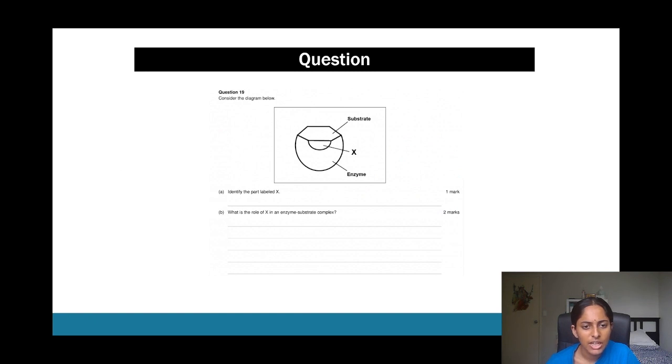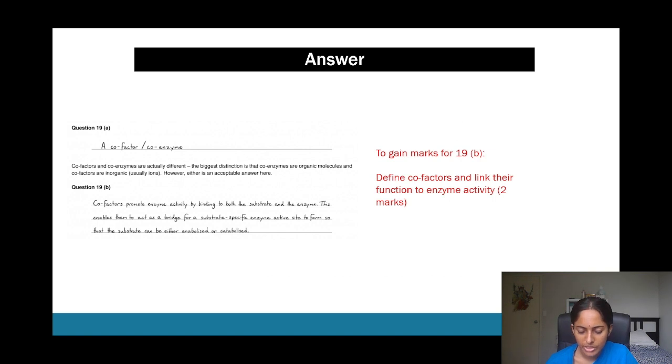This next question is showing you the diagram below and it's asking you to identify the part labeled X and it's asking you what is the role of X. So pause this video and have a go at this question. Hopefully you had a go.